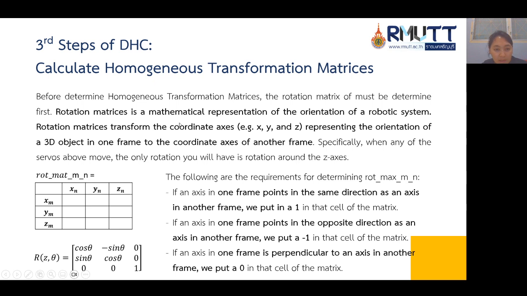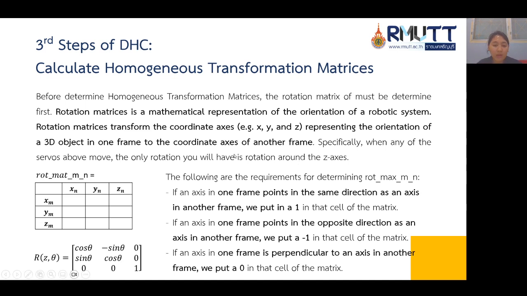The rotation matrix is a mathematical representation of the orientation of a robotic system. Rotation matrices transform the coordinate axes X, Y, Z, representing the orientation of a 3D object in one frame, to the coordinate axes of another frame. Specifically, when any of the joints in the robot move, as with a motor, the only rotation you will have is rotation around the Z-axis.